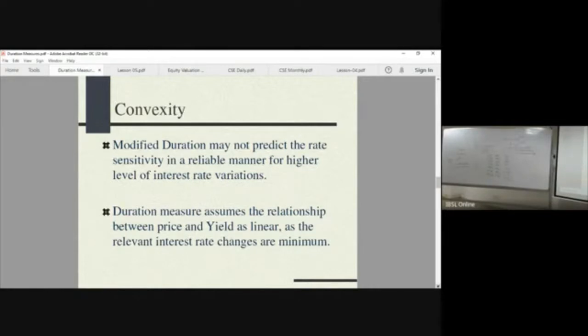Benchmark. The norm is actually, it is not a norm really. It's a rule of thumb or something like that. If you have a convexity which is similar to the value of duration, then it doesn't matter.